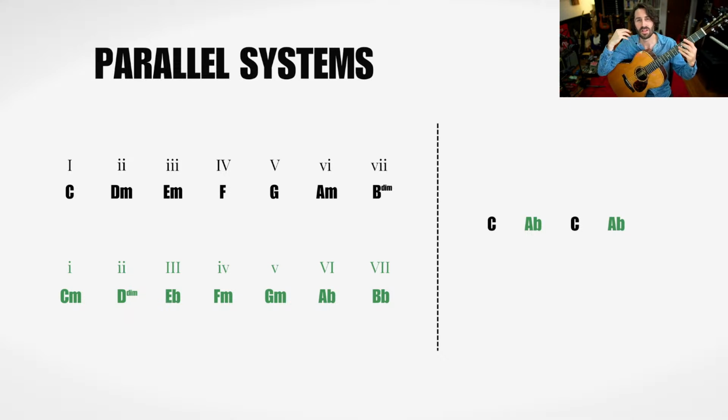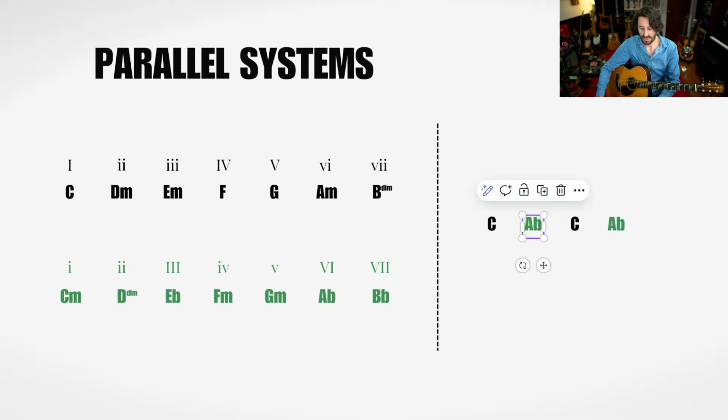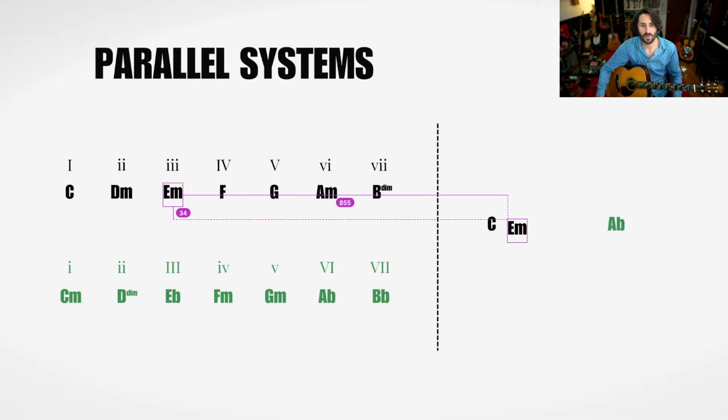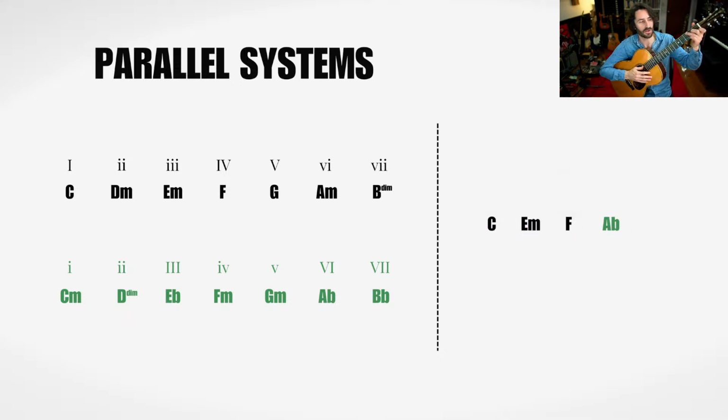And of course, when listening to a song, the ear doesn't say, oh, I've just heard a parallel modulation or a parallel system in play, but it does know that something has just changed. So one of the things we can do that's interesting is actually take this A flat and really use it as a pattern break. What if we went like this? What if we went C, E minor, F, and then to the A flat? So imagine that's our chord sequence.